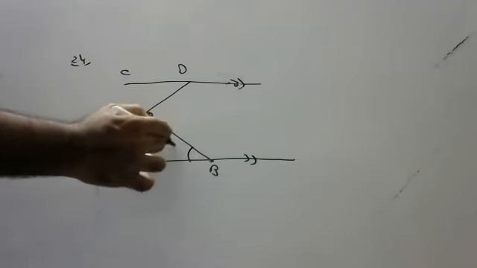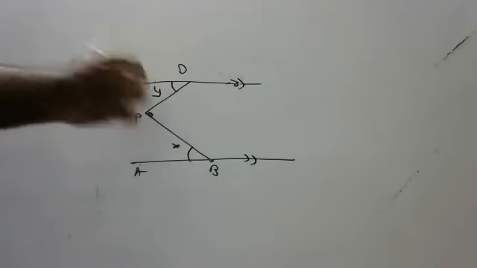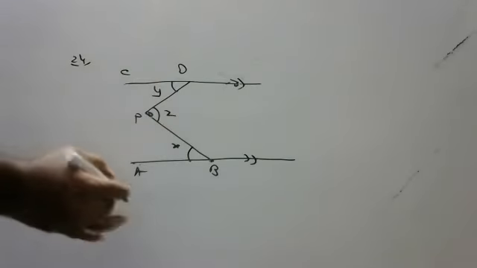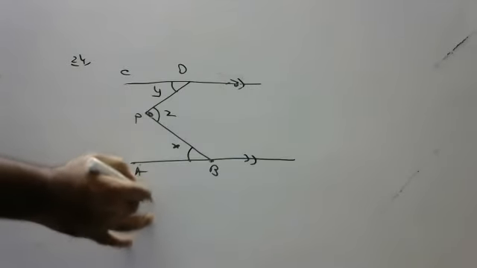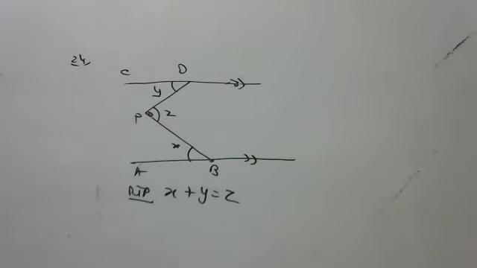ABP, this angle, CDP, this angle is equal to DBP, this angle. He's asking to prove. Children, I'm writing required to prove here. Please see, children, x plus y is equal to z, we have to prove.